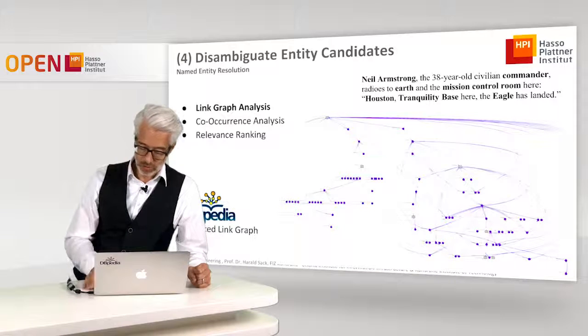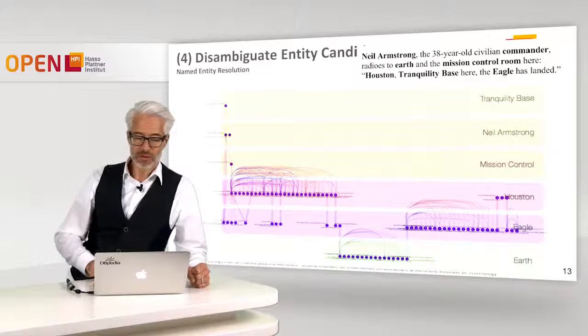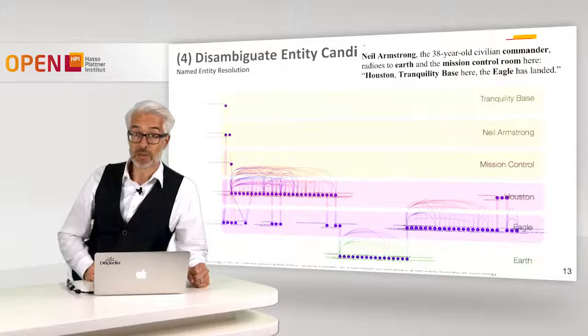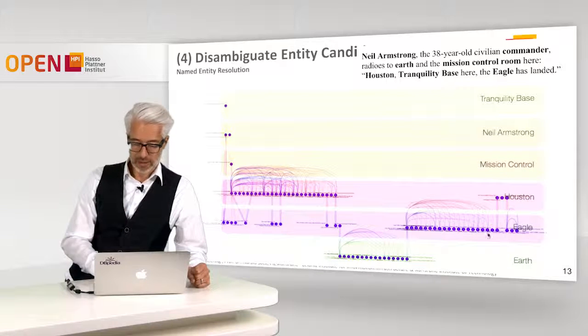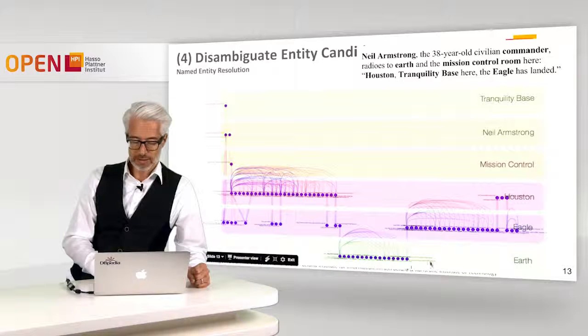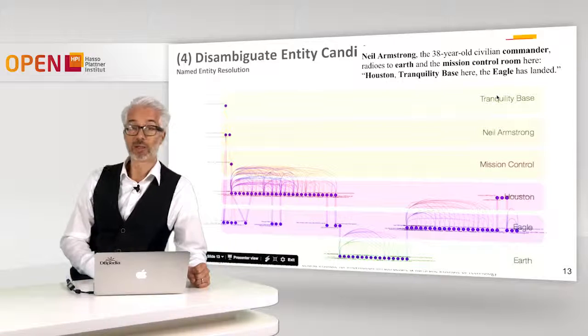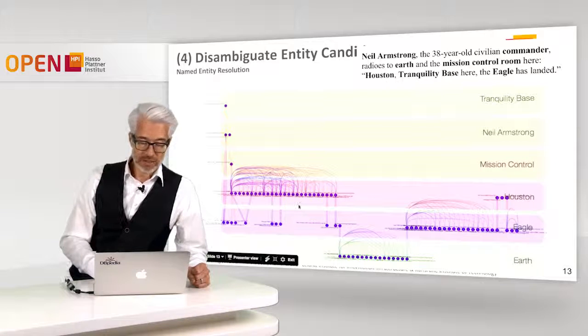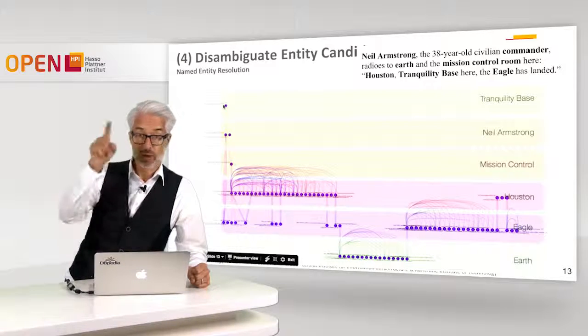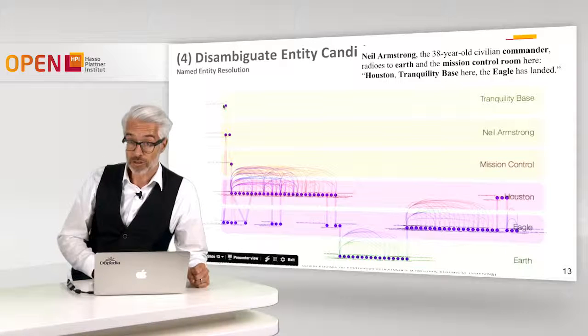What you have to do to learn something about this graph is you have to level the graph. So here we see different levels. The basic level here at the bottom, these are all the entities which are labeled with the word Earth. These are all the entities which are labeled with the word Eagle. Here is Houston, Mission Control, Neil Armstrong, and Tranquility Base. What you see then is the connections among these entities. What is interesting is the connection between entities among different layers.